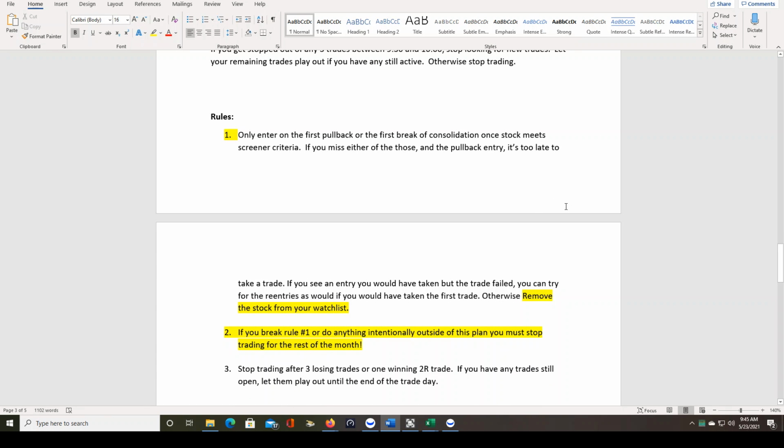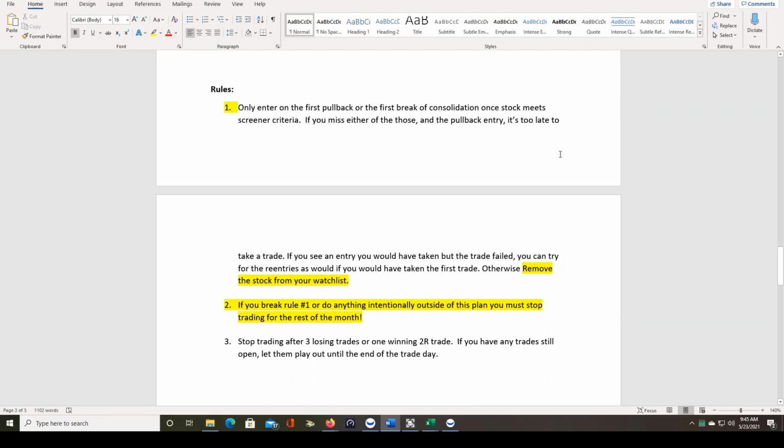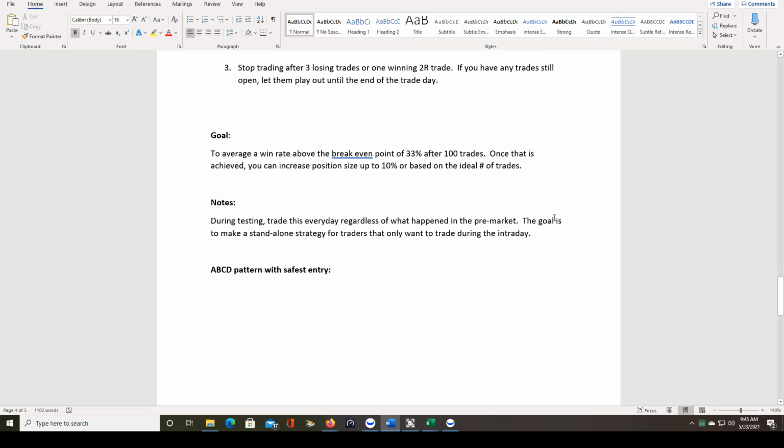Then I have some rules. Now these are basic rules. I have other rules that I follow that are kind of ingrained into my trading style that are not in this plan because I'm trying to keep it as small as possible so that I can read through it quickly. But check these out. Again, let me know if you have any questions.